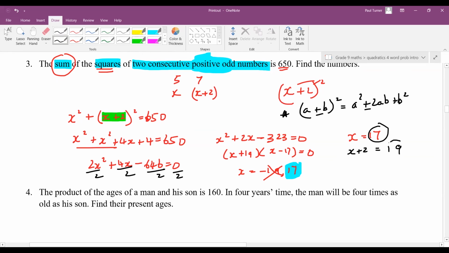So 17 and 19. So remember, you start to think about your final answer. So don't just write that as your final answer because you won't get all the marks. So you need to go back and think about the original question. Okay, so these will be your two numbers, 17 and 19. The two numbers, find the numbers.